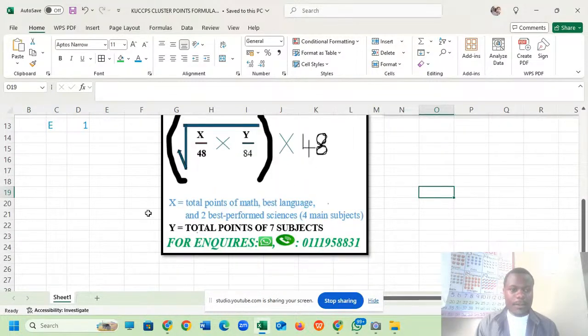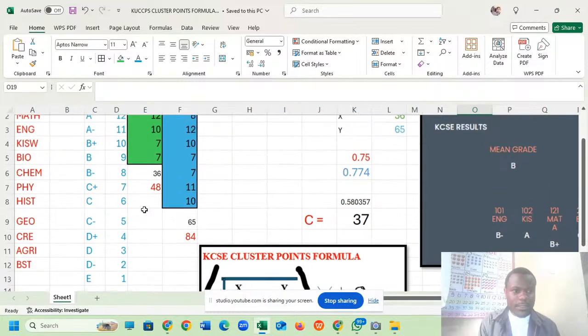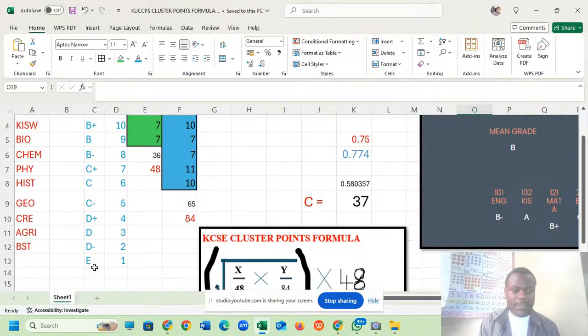And what you also need to know is that each grade has its own points. For example, grade A has 12 points, grade A minus has 11 points, B plus has 10 points, B plain 9 points, and they flow that way until grade E has 1 point, D minus 2 points.